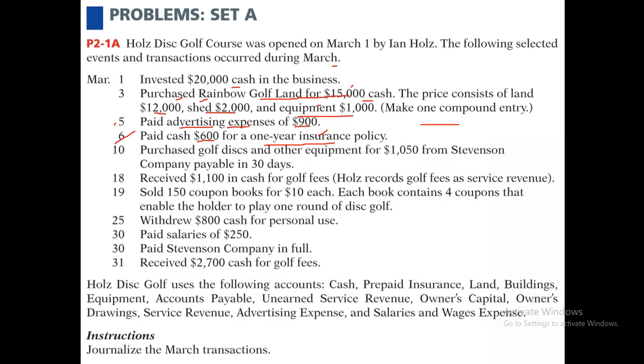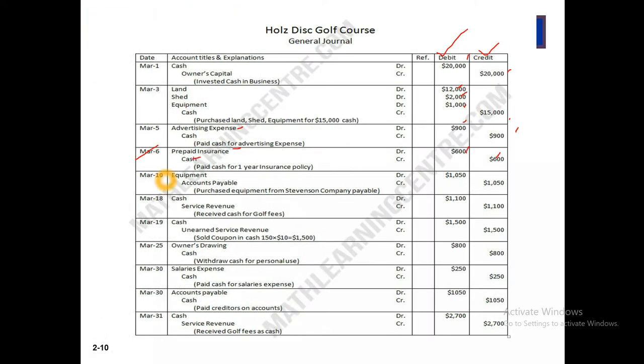Now March 10, purchase golf discs and other equipment for $1,050 from Stephen Company, payable in 30 days. This is accounts payable. So we know that equipment is debit and accounts payable is credit, that means asset increases debit and liability increases credit. So March 10, equipment debit and accounts payable credit. And in every transaction we have a brief explanation. Okay, everybody is clear.